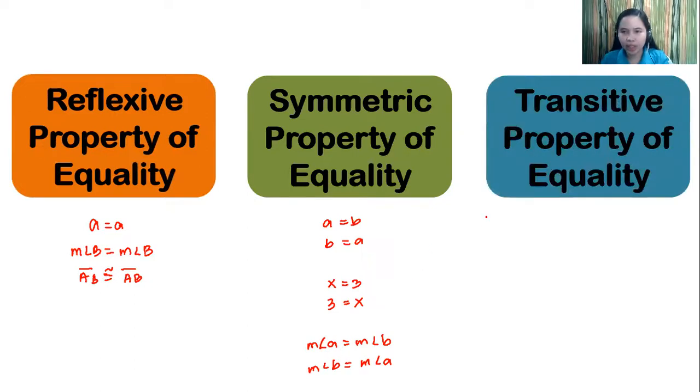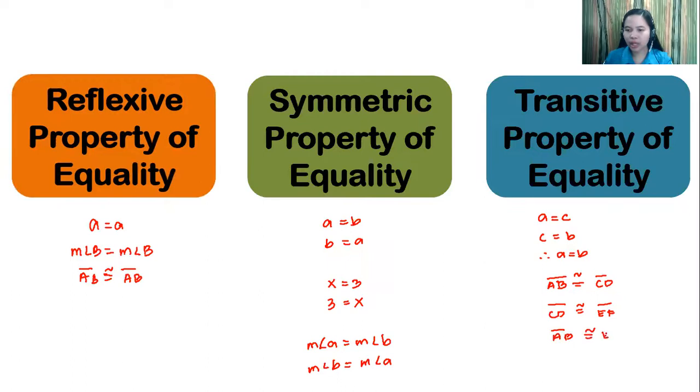Next, how about transitive? Transitive property of equality. Let's say we have three variables. A is equal to C and C is equal to B. Therefore, you can conclude that A is equal to B. Okay, that is transitive. Let's have the values. Let's say segment AB is congruent to segment CD, and segment CD is congruent to segment EF. So you can conclude that segment AB is congruent to segment EF.